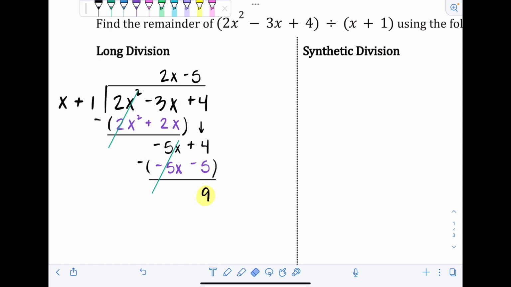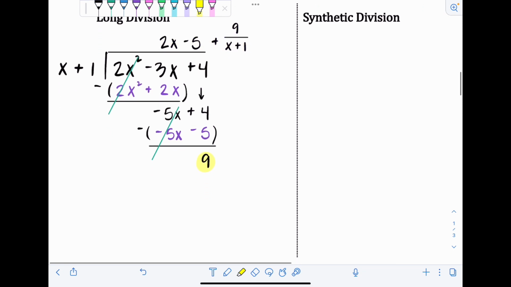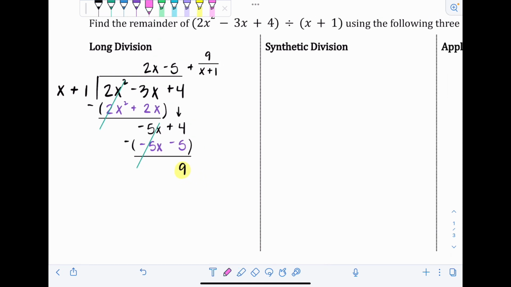If this was just a division problem, we would write our final answer as plus 9 over what we divided by, so over x plus 1. That would be 2x minus 5 plus 9 over x plus 1. But for this problem, we're just asked to find the remainder, so the remainder is 9. You don't have to write it over x plus 1; that's only when you're writing your final quotient.